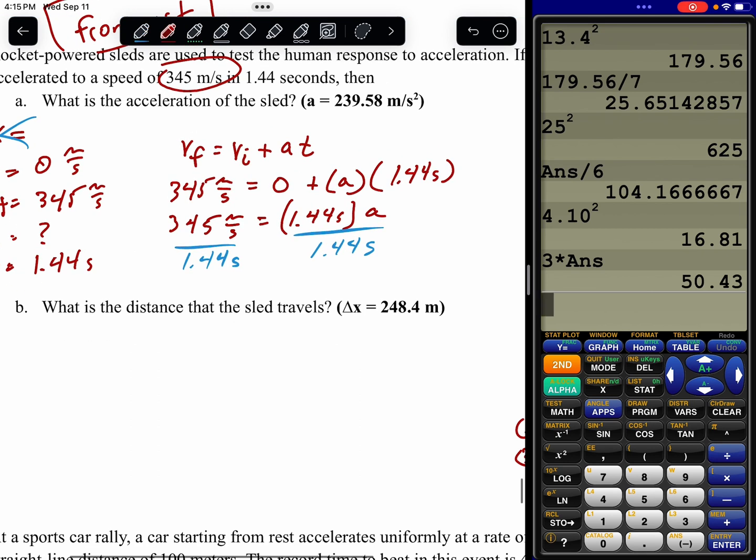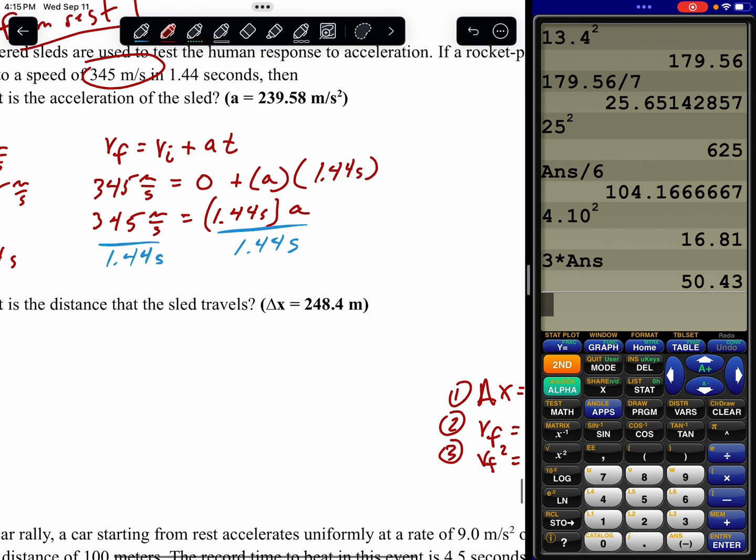Notice how the units work out. We have 345 meters per second divided by a time in seconds, so our answer is going to be in units of meters per second, which we can rewrite as meters per second squared.